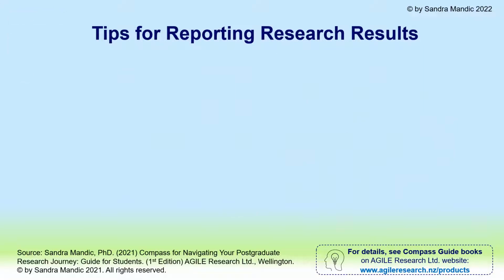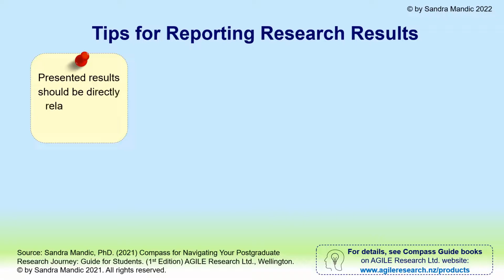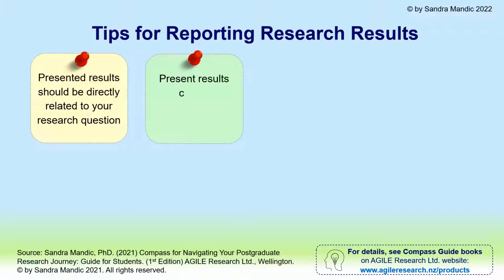Here are some tips for reporting research results. Since the results section tells the story of your research findings, presented results should be directly related to your research question. Present your results clearly and organize them in a logical order. Consider using subheadings if necessary.